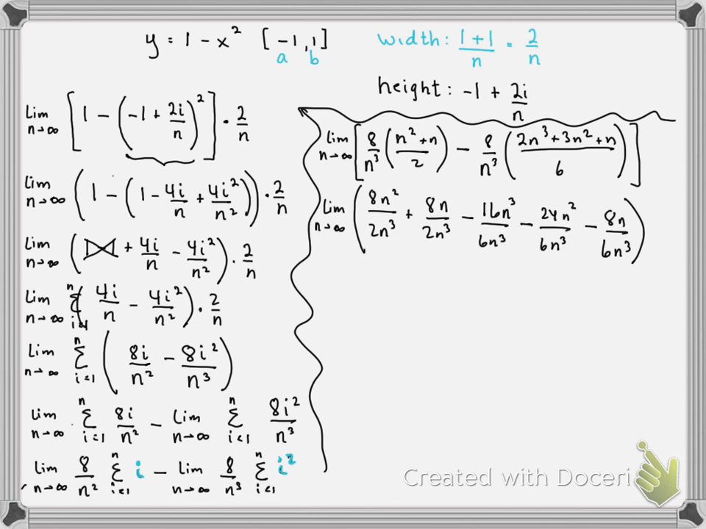Okay, now we can cross out all of the values that will go to 0, which is this one, the n cubes cancel out, and we are looking at negative 6 over 6. And that's it.